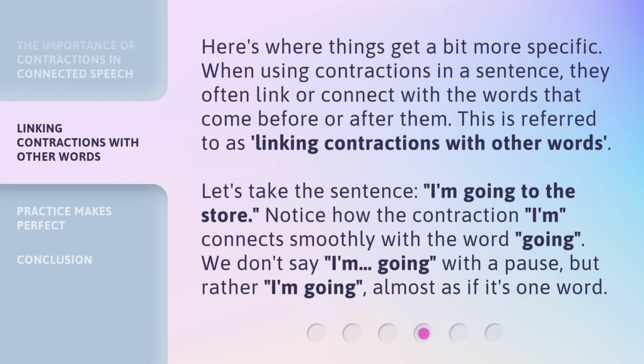Here's where things get a bit more specific. When using contractions in a sentence, they often link or connect with the words that come before or after them. This is referred to as linking contractions with other words. Let's take this sentence, I'm going to the store. Notice how the contraction, I'm, connects smoothly with the word, going. We don't say, I'm going, with a pause, but rather, I'm going, almost as if it's one word.